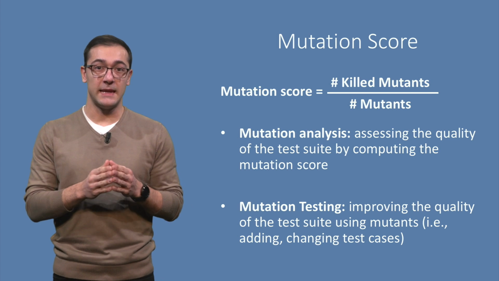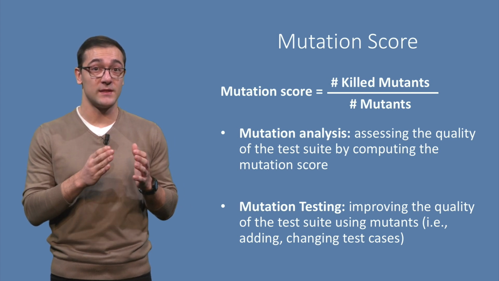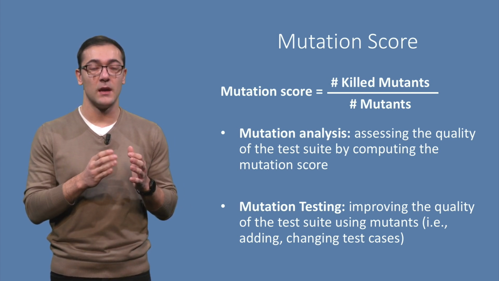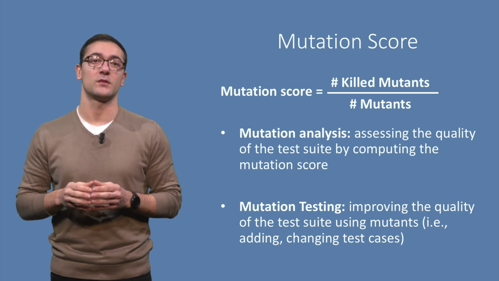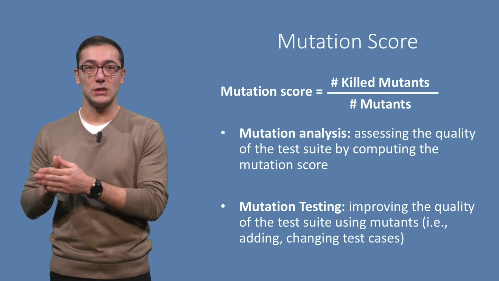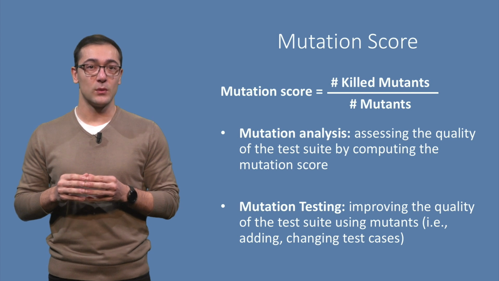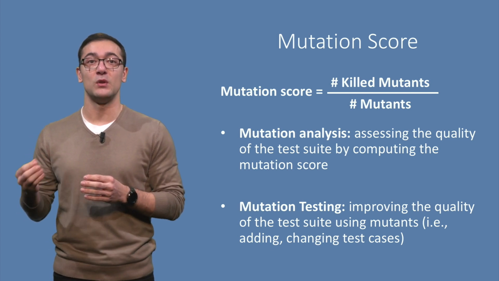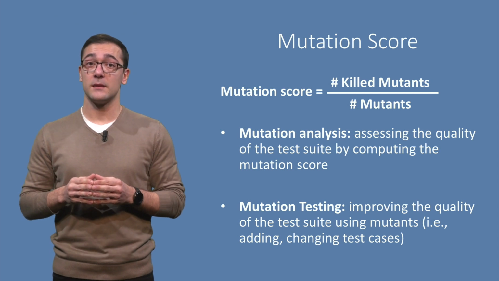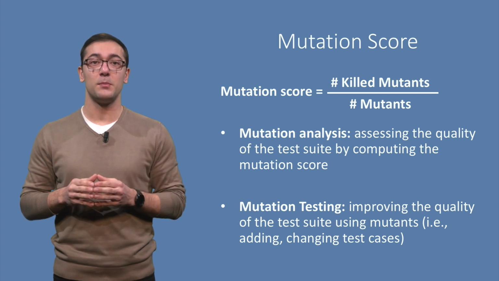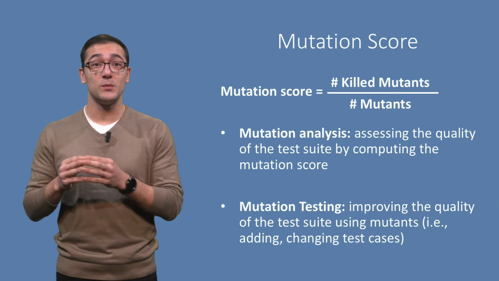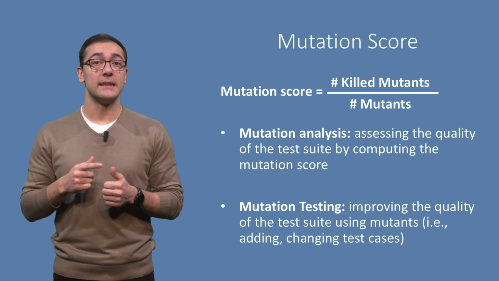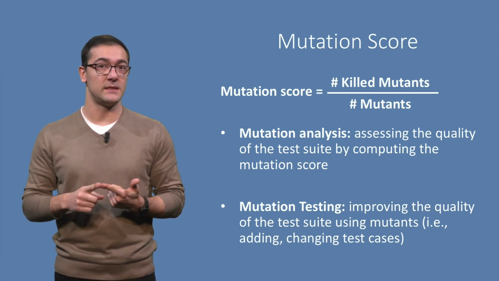Mutation analysis indicates the process of assessing the quality of the test suite by simply computing the mutation score. Instead, mutation testing denotes the process of improving the quality of the test suite using the mutants. Indeed, if some mutants survive, it likely means that we need to improve the test suite by adding new tests or changing the existing ones.